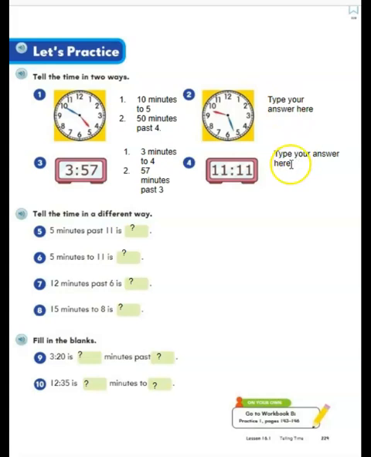You can type your answers anywhere where it says type your answer, or you see a question mark. So let me just show you how to do this one as well. So it says tell the time in a different way. 5 minutes past 11 would be 11:05. Right, guys? So we would write 11, and then don't forget your 2 little dots, and then 05. Okay, so that's an example of how to do the ones down here. I hope that makes sense, and I will see you soon.